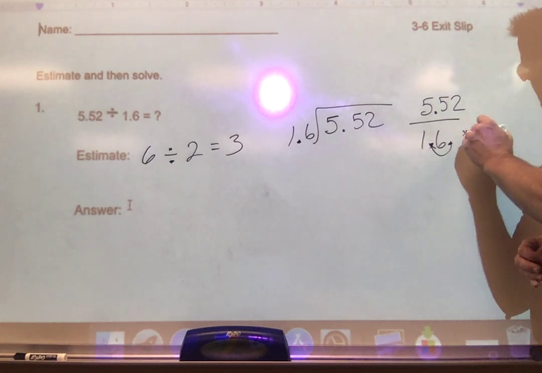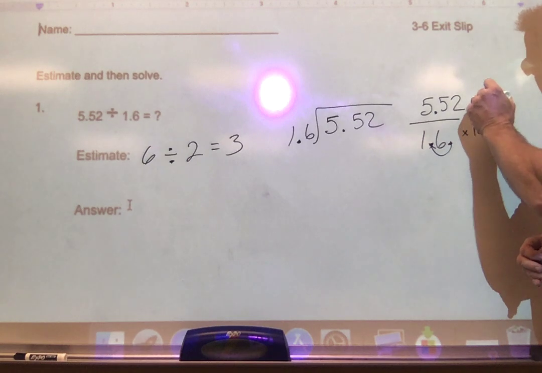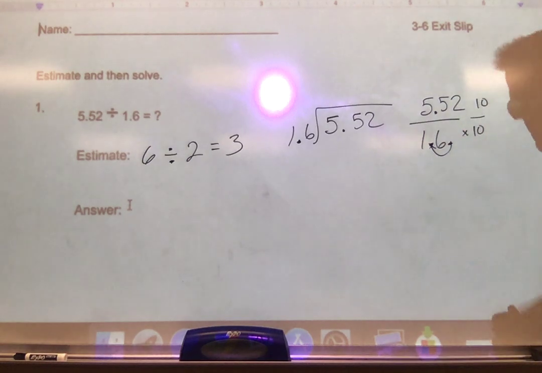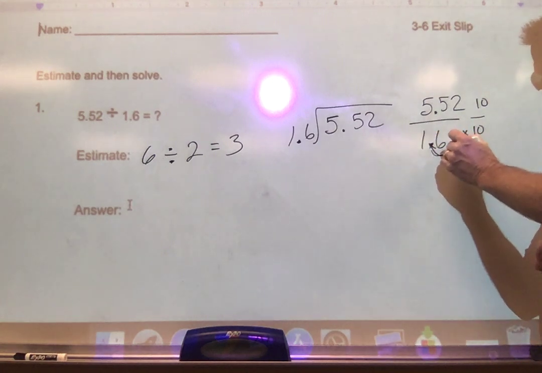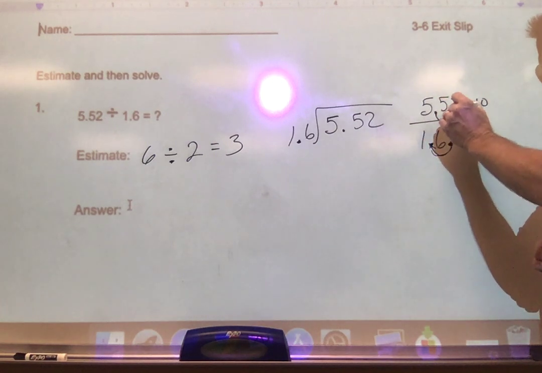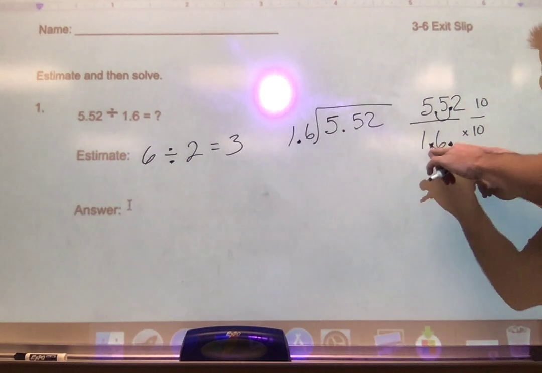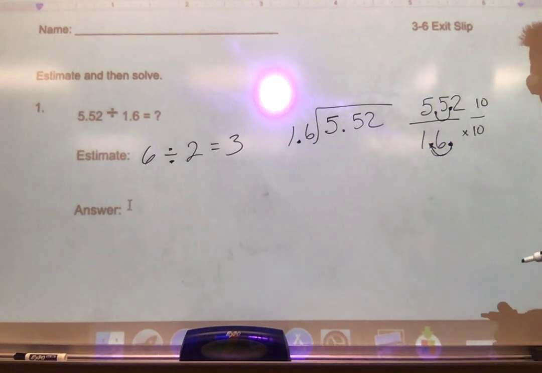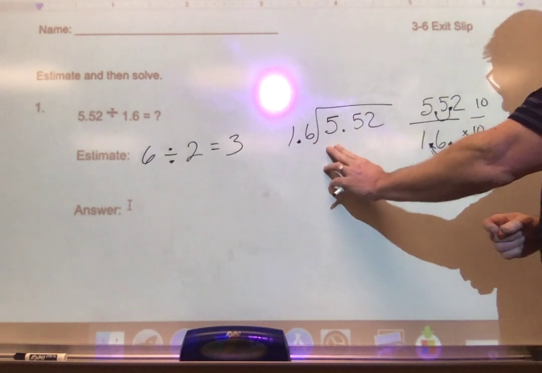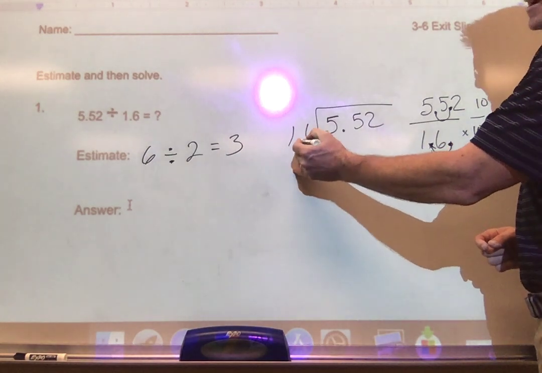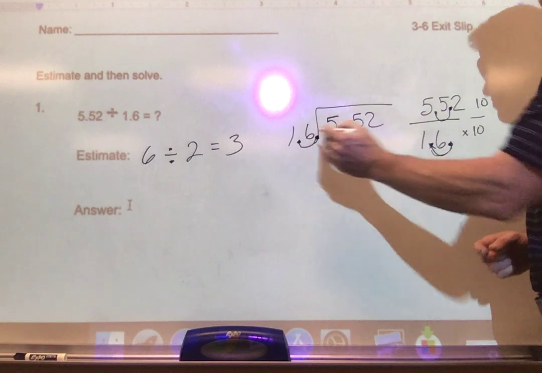If I take this times 10, we know to keep it equivalent, I need to take the top times 10. And remember, anything times 1 is itself, so it keeps the same value. So if I move this decimal once to make it 10 times bigger, I have to move this decimal once to make it 10 times bigger. And now I'm dividing into groups of 16, and that makes a little bit more sense. So I do the same thing right here. I always look at this divisor. I want to make it a whole number, so I can divide into groups of 16.